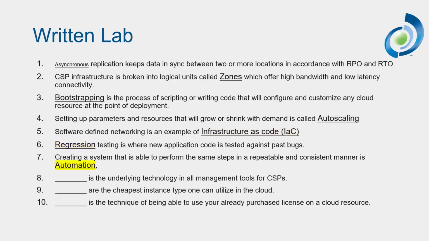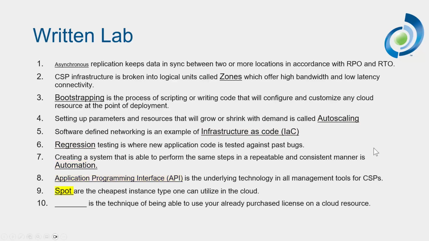Creating a system that is able to perform the same steps in a repeatable and consistent manner is called automation. Blank is the underlying technology in all management tools for CSPs. It's the API, the application programming interface. Their blank are the cheapest instance types one can utilize in the cloud. Spot. Blank is the technique for being able to use your already purchased license on a cloud resource. BYOL, or bring your own license.